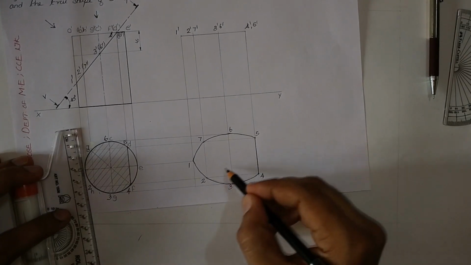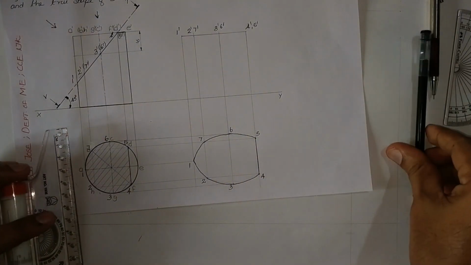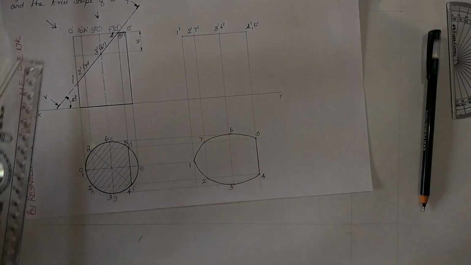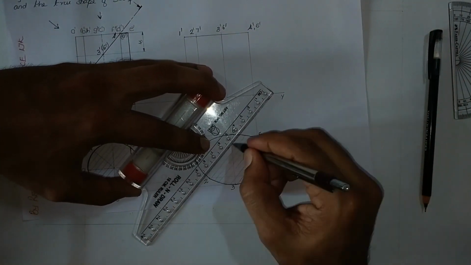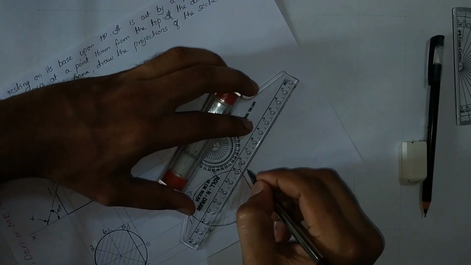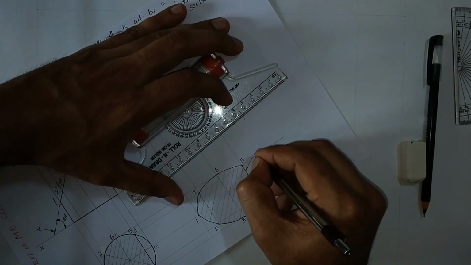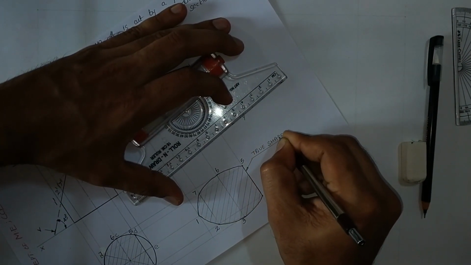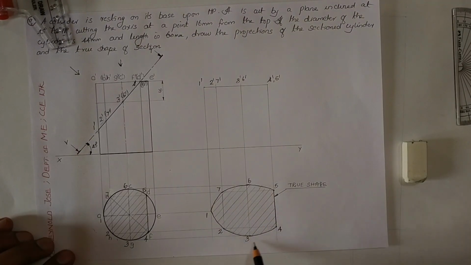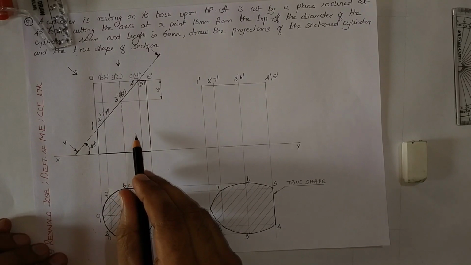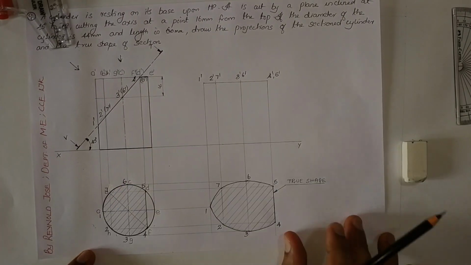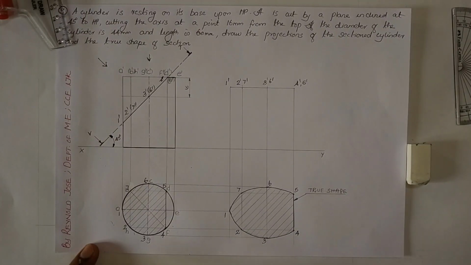Now we shall draw hatching lines inside this region, 45-degree hatching lines, equally spaced thin lines. So this represents the true shape. This is a sectional top view and this is a front view. We shall have a quick review of the procedure.